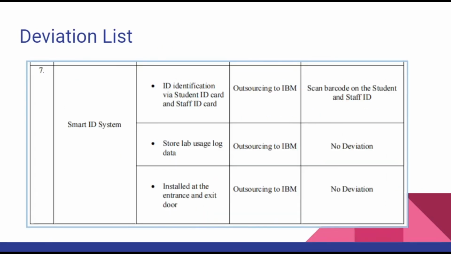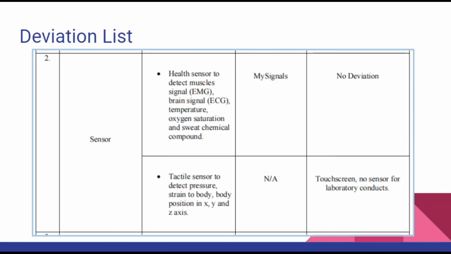This is the second deviation, which is from the Smart ID system. We are unable to identify the ID because IBM doesn't have the product. So instead, what IBM offer is a barcode scanner. So we use barcode scanner to scan the barcode on the student ID and the staff ID. Continue to the next one, for the second part of our project, which is the smart sensor. We are unable to find a tactile sensor used for laboratory conducts. Instead, we just able to find for the demo.